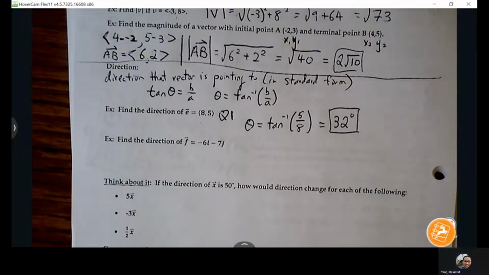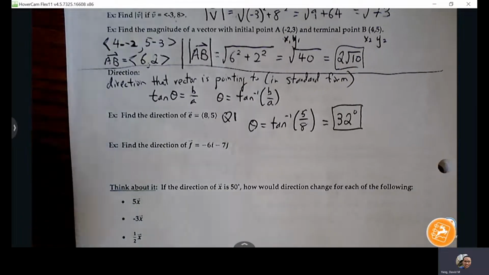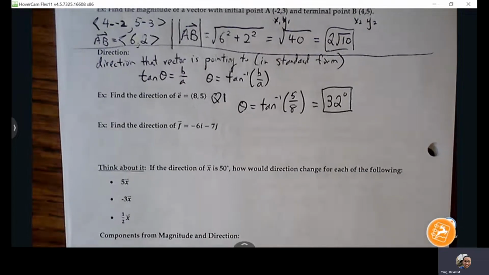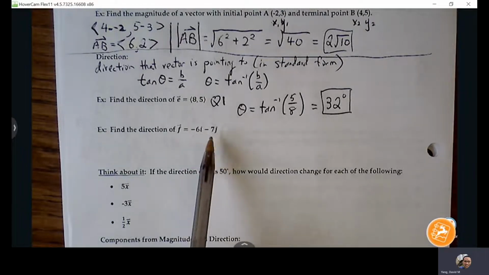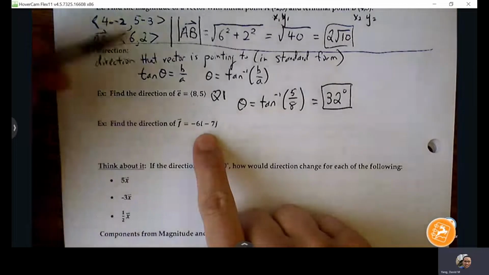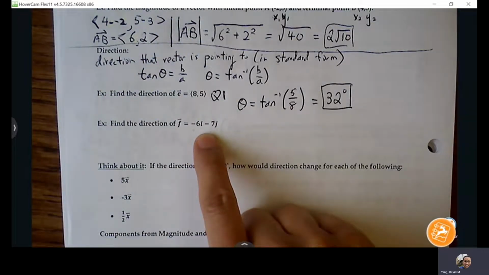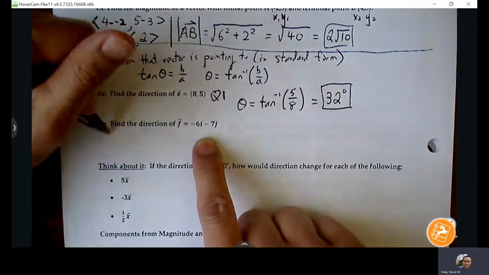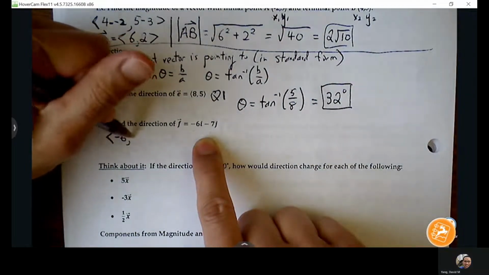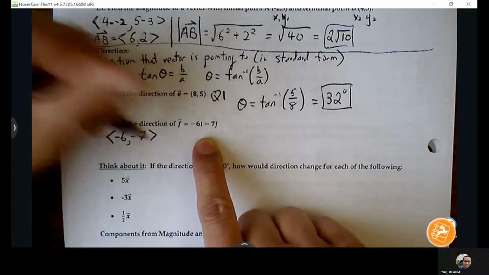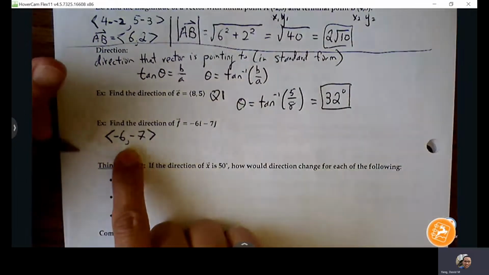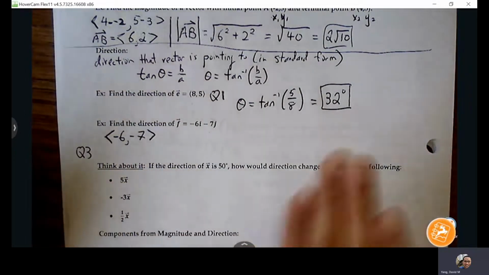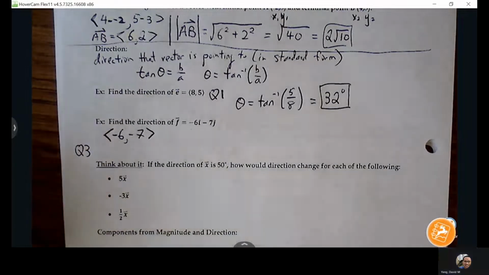Okay. Questions so far? Really not doing anything new, right? We're just going to be learning a few new notations here. Next example, find the direction of the vector that's in unit vector form: -6i minus 7j. Right now, I think for us, it feels more familiar when something is in component form, so I'm going to put this back in component form here. If you think about a vector that's -6, -7, which quadrant is that going to be in? Quadrant 3, right? So after we go through our inverse tangent, we have to make sure we involve 180.